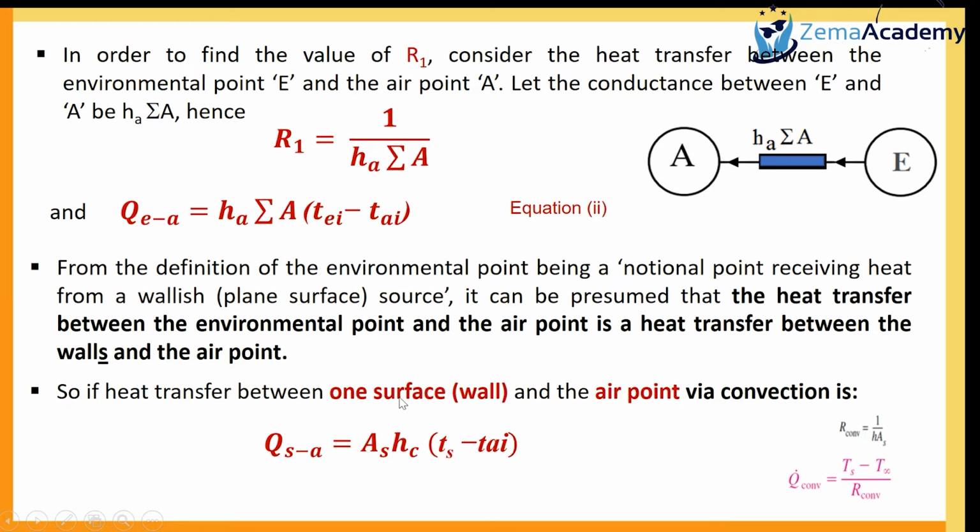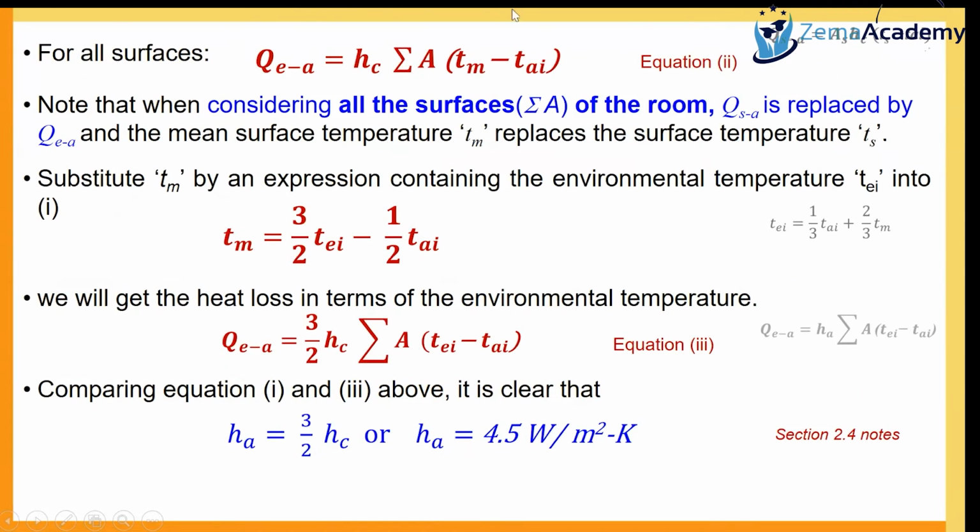Now we can extend this equation for one wall to include all the surfaces or all the walls within the space. How are we going to do that? If we are considering all the surfaces in the room, then we can equate that to E to A. Why? Because we are saying that all the heat that is going on is going to go to the environmental point, and from that environmental point it's going to go to the air point. So you can see that I have now changed the subscript.